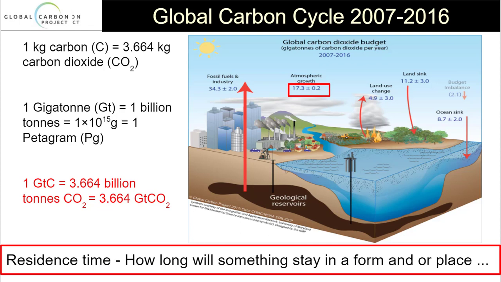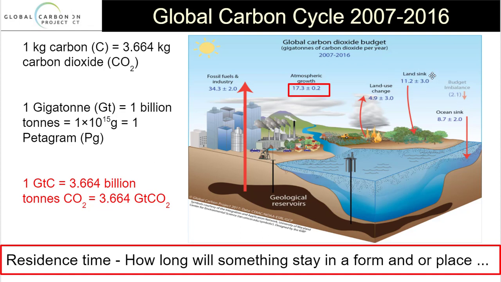Okay, so residence time. I'm just going to hit this up really quickly again because it's a good place to have a question. Here's another example of the carbon cycle. Here is, pardon me, the carbon dioxide budget for 2007 through 2016, and these are in petagrams or gigatons as well. Across that 9-year period, about 34.3 gigatons were released from fossil fuel burning, with a growth of about 17 gigatons in the atmosphere.